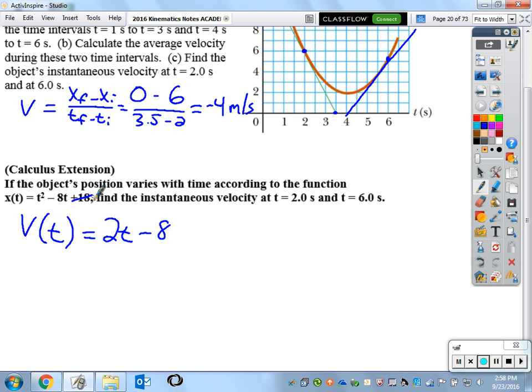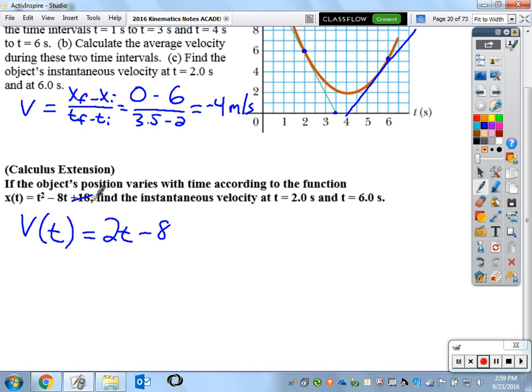Now, we have a velocity function. If we want to know the velocity at 1 second, we plug in 1 for every value of t and move on. If we want to know the velocity at 2 seconds, that same function, we plug 2 in for every value of time. If we want to know the velocity at 3.856 seconds, what would we do? We plug in 3.856 for every value of t, and we'd be able to find the velocity at that point.